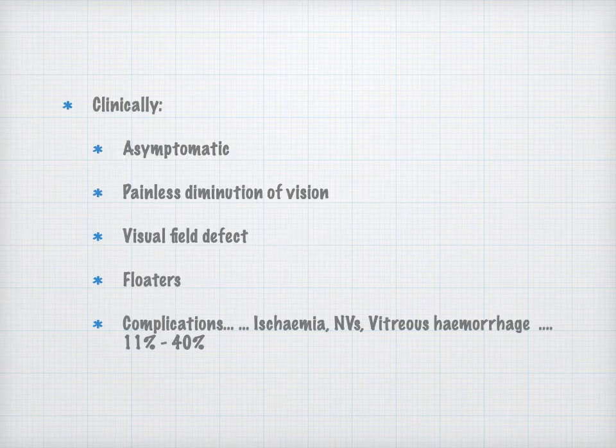Clinically, some patients may be asymptomatic, while others may show painless diminution of vision, visual field defects, or vitreous floaters. 11 to 40% of patients may present with complications such as ischemia, neovascularization, and vitreous hemorrhage.